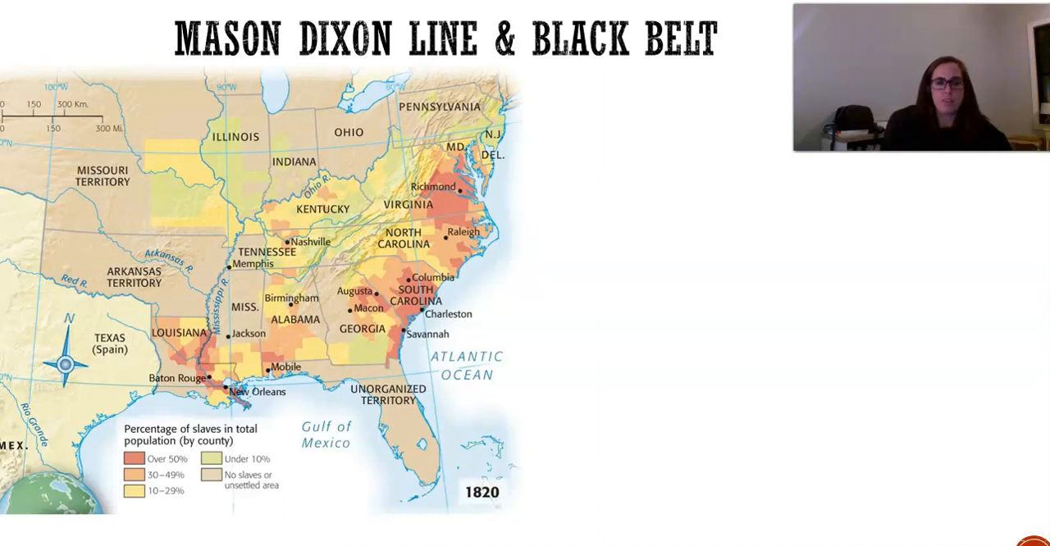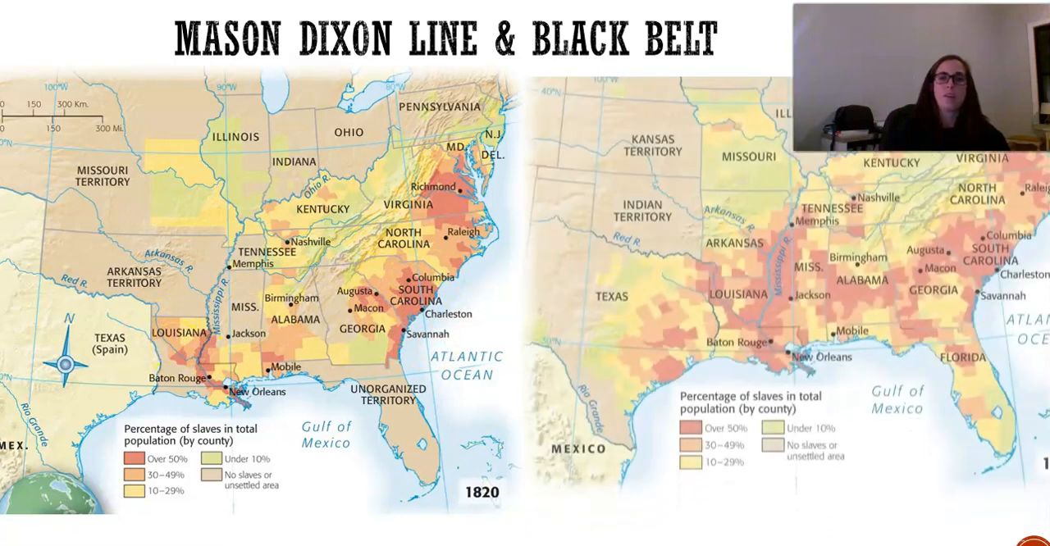Okay. So I want you to look at this map. This is 1820. This is our Missouri Compromise time. And you can look over here. It talks about in the key the percentage of slaves in total population. You see some red areas up here and here in South Carolina and Georgia, a little bit Louisiana. Okay, watch this though.